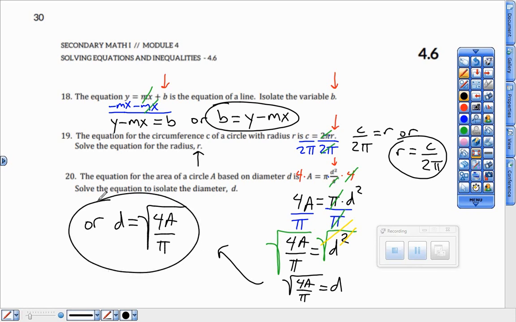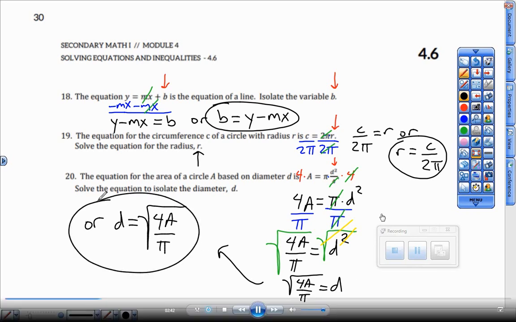Not is the second word. Alright, here we go.